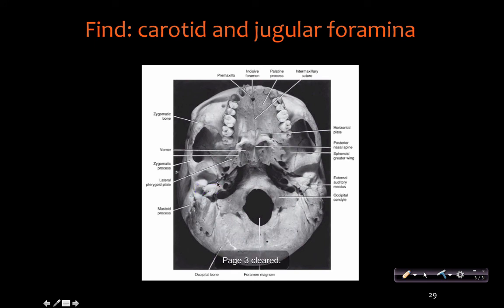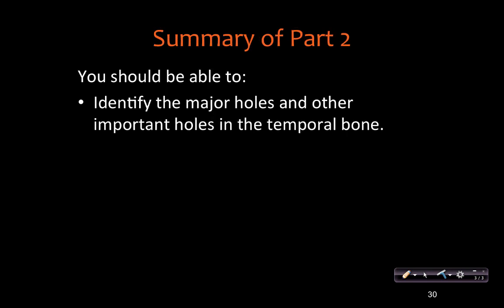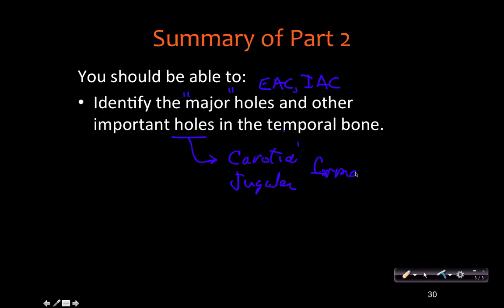Okay, that brings us to the end of part 2. As a consequence of having viewed this video, I would hope that you'd be able to identify the major holes in the temporal bone. Those I defined for you as the IAC and the EAC, the internal and external auditory canals. The other important holes were the carotid and the jugular foramina. And those are important blood vessels for getting blood flow to and from the brain.